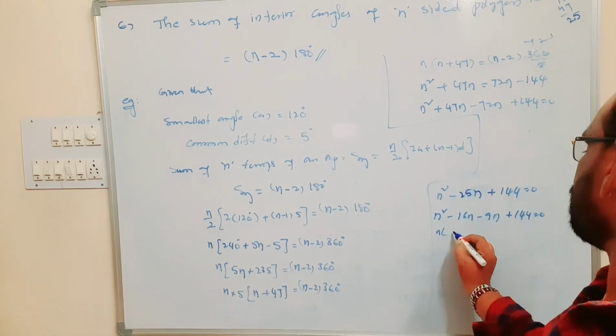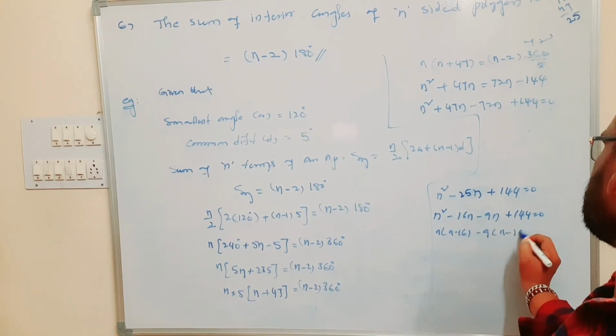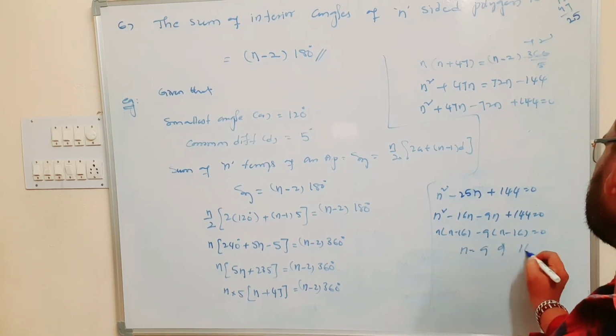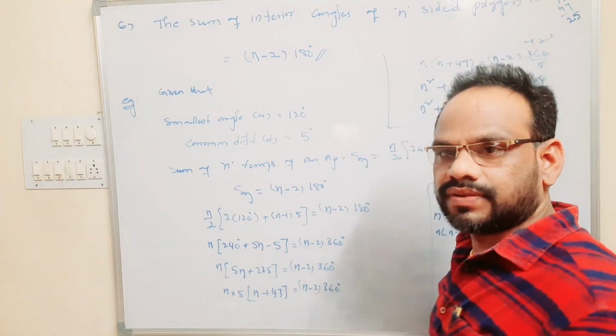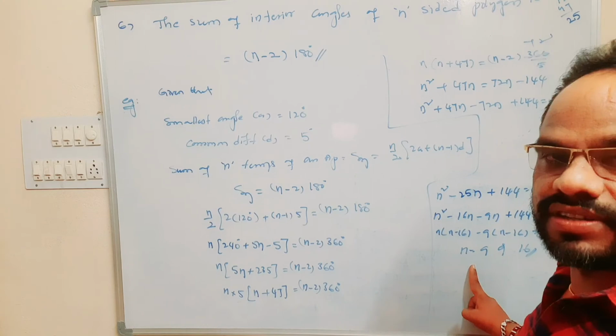Take n common: n into n minus 16. Take minus 9 common: minus 9 into n minus 16 is equal to 0. So n is equal to 9 or 16.